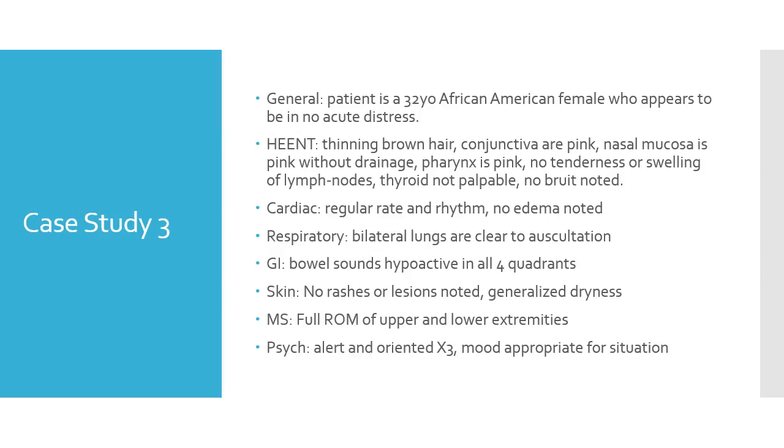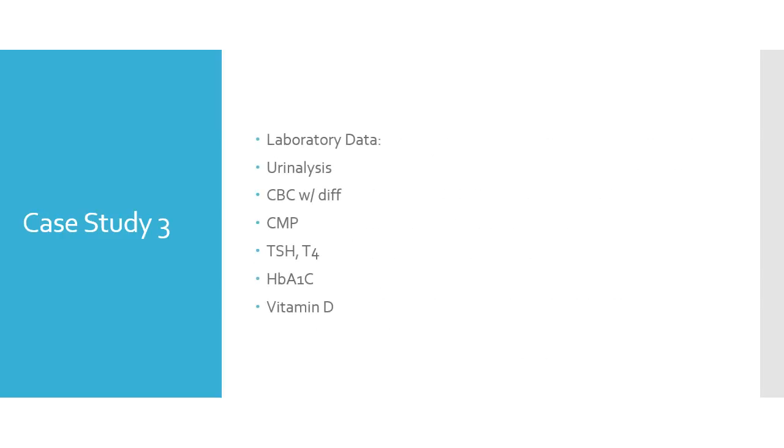Her lungs are clear to auscultation. Her bowel sounds are hypoactive. There's no rashes or lesions on her, but she does have some generalized dryness. She has full range of motion of upper and lower extremities. She's alert and oriented ×3, and mood is appropriate for situation. So we are going to get these labs on her. A urinalysis, a CBC with diff, a CMP, TSH, T4, hemoglobin A1C, and a vitamin D on her.